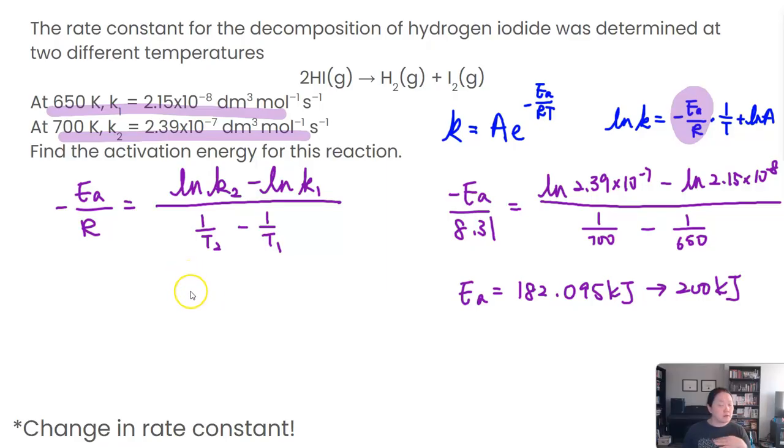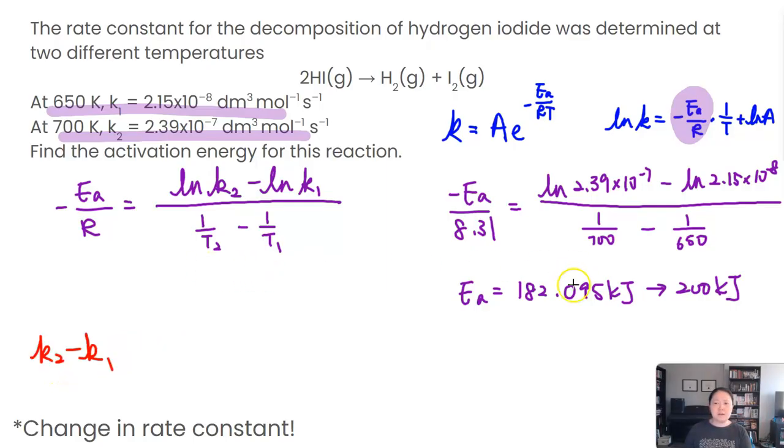Now, something that a question might do to throw a wrench into the situation is that instead of asking for what the activation energy is, they might ask for what the change in rate constant is instead. So they give you the activation energy, they give you the different temperatures, and then they ask you to find out what the difference is going to be. Now, the thing is, based on the stuff that we have, finding the actual k2 minus k1 is going to be difficult when you're trying to figure out what the difference is.